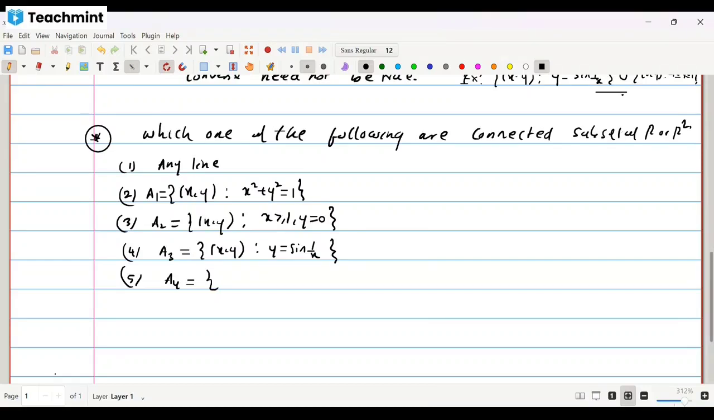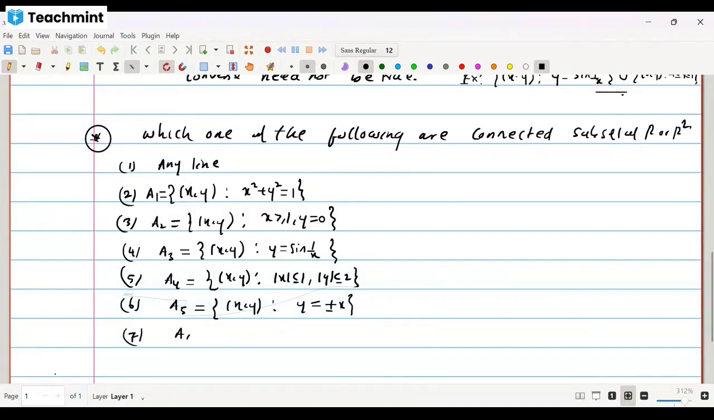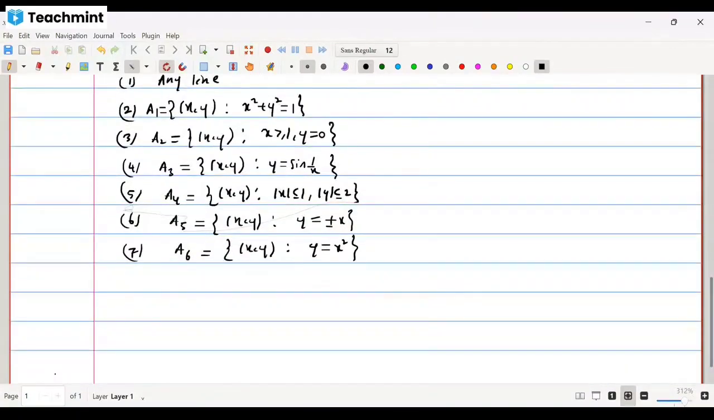A4 equal to the set of (x, y) such that mod x is less than or equal to 1 and mod y is less than or equal to 2. And number 6, A5, which is equal to the set of (x, y) such that y is equal to plus or minus x. And number 7, A6, which is equal to the set of (x, y) such that y is equal to x square.